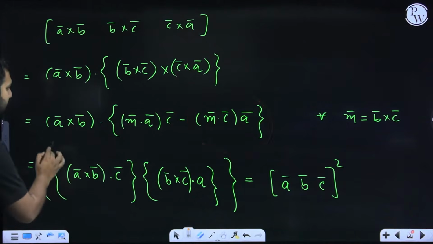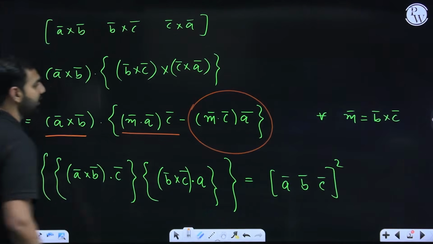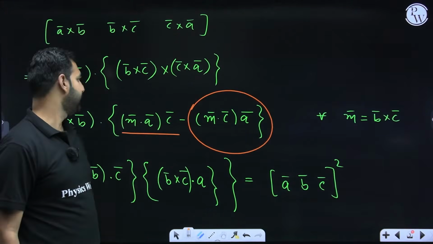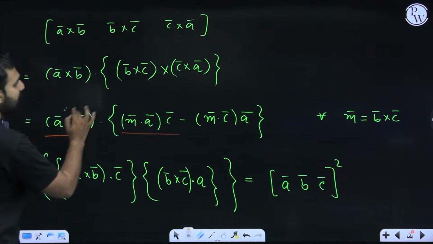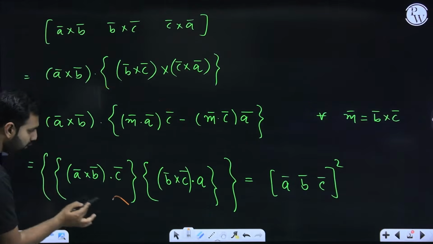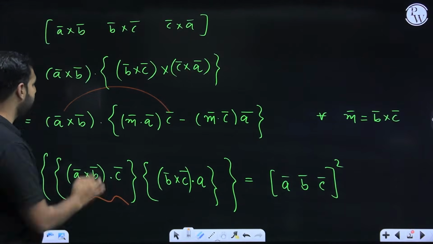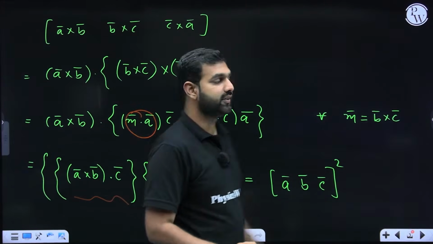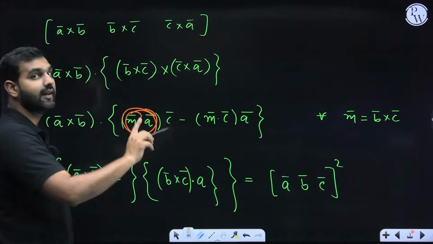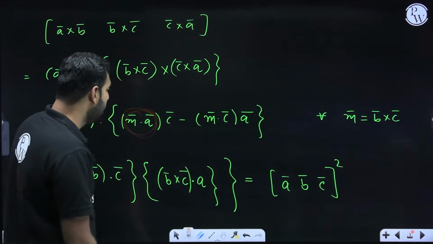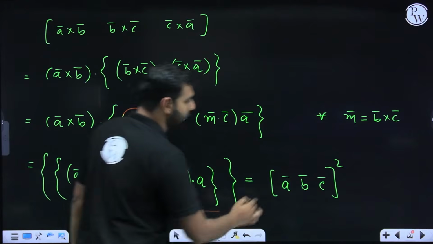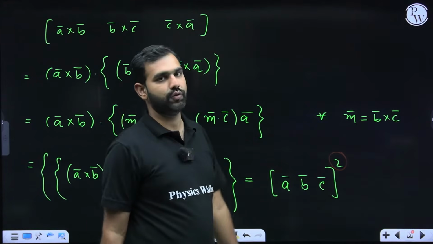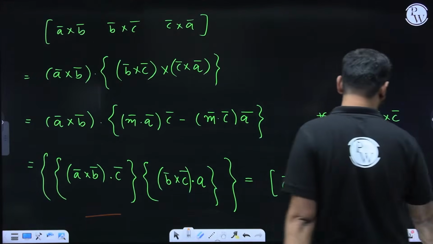So you are left with this dot this vector, this type C vector. I hope you can very clearly see that A cross B dot C will be box of ABC. And here M dot A, what is M? M is B cross C. So B cross C dot A will again be box of ABC. So box of ABC into box of ABC will be square of box of ABC. That's the answer to the first question.